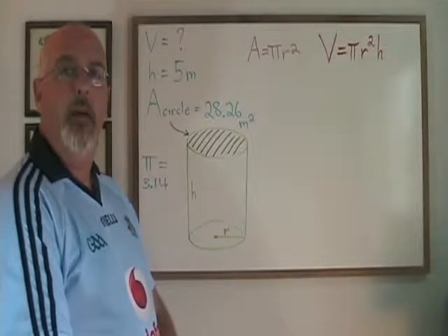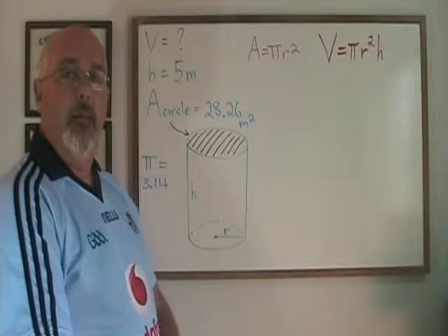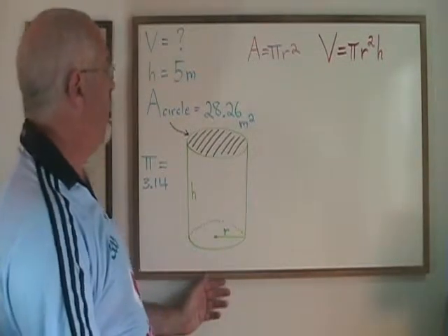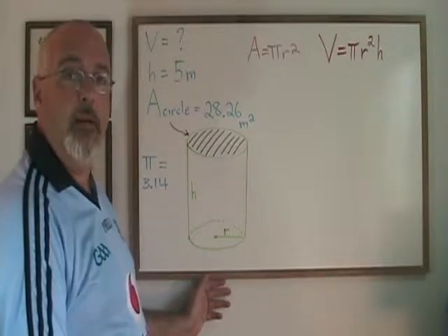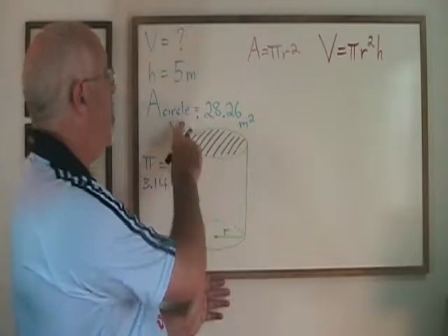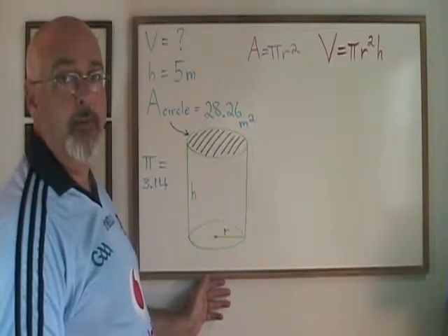In what ways can a question involving the volume of a cylinder formula be made a little bit more tricky? In this case, we are being asked for the volume of the cylinder. We are given the height of 5 meters, but not given the radius. Instead, we are given the area of the circle at one end of the cylinder, 28.26 meters squared.